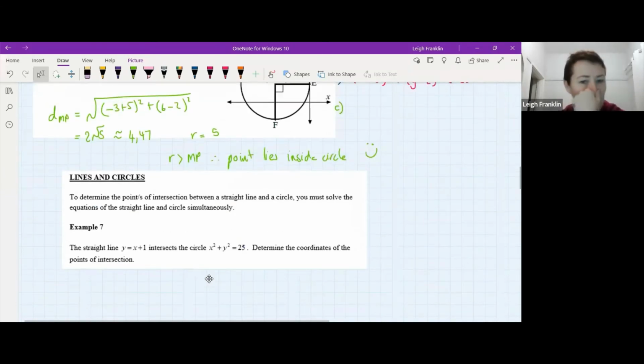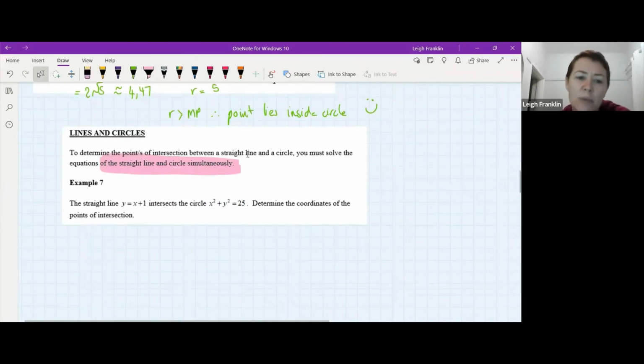So if I want to determine the coordinates at a point of intersection between the straight line and the circle, I have to solve the equations of the straight line and the circle simultaneously. Okay, and as you've figured by now in matric, being able to solve simultaneously is a very, very important skill. And we apply it all over the place. All right, so you've got to be able to do that. And something like this really isn't meant to be that difficult.